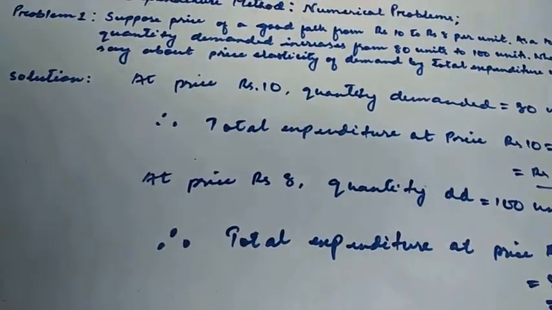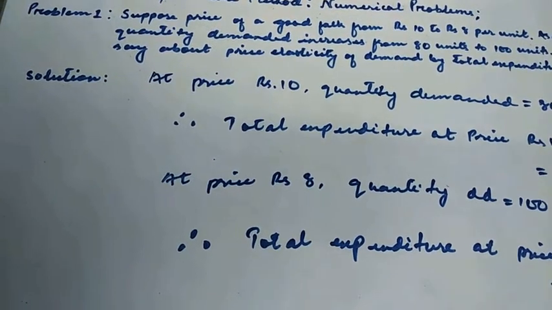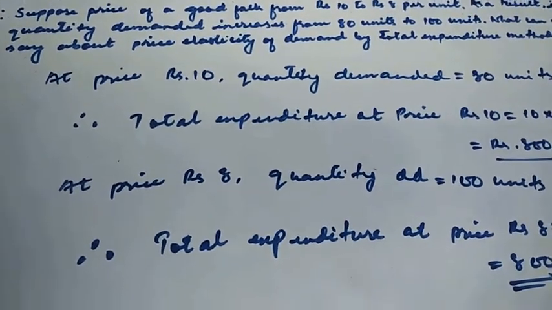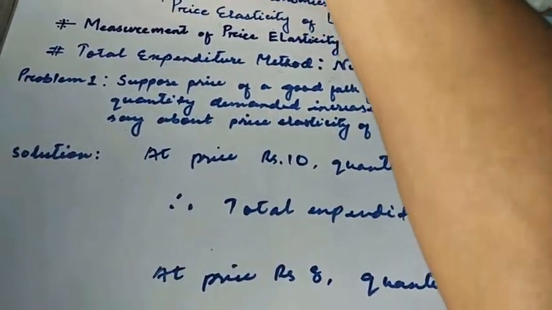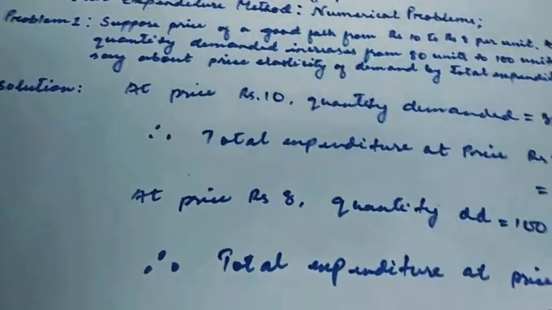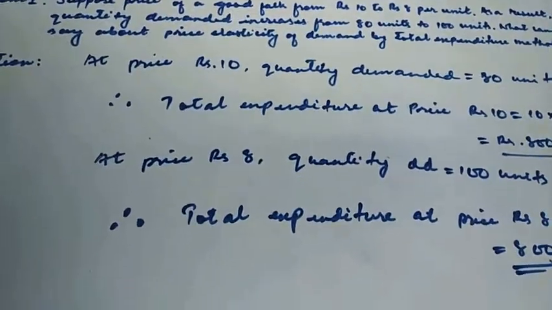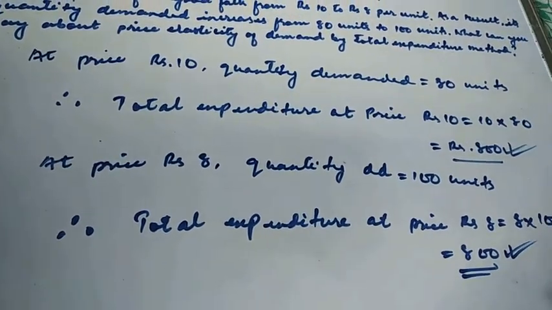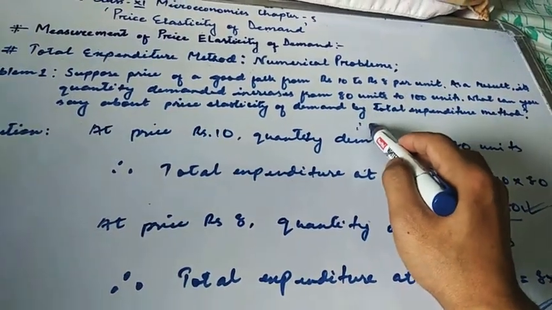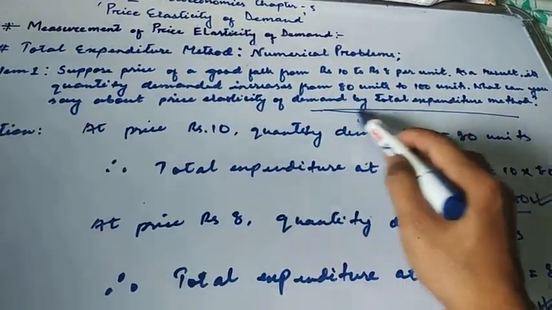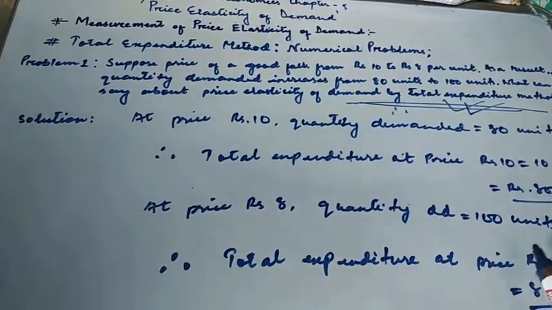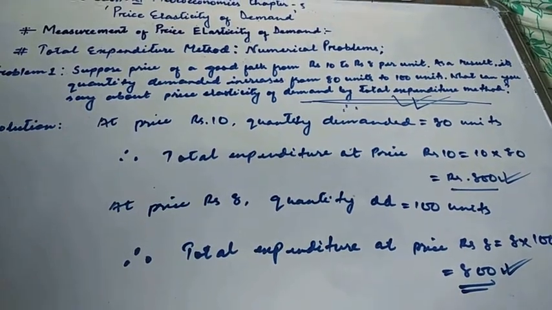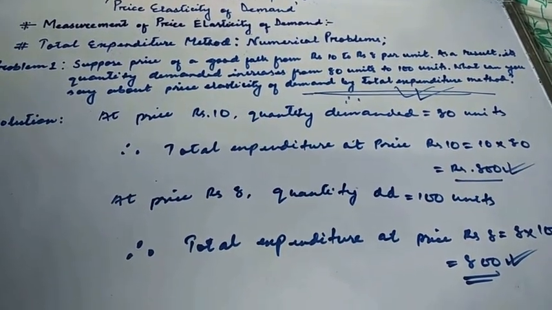So we can conclude that with the change in the price of the good, total expenditure on it by the consumers remains constant. So it is remaining constant with the change in price. Hence price elasticity of demand in this case is equal to 1. So that is how we find out some of the numerical problems regarding the total expenditure method.